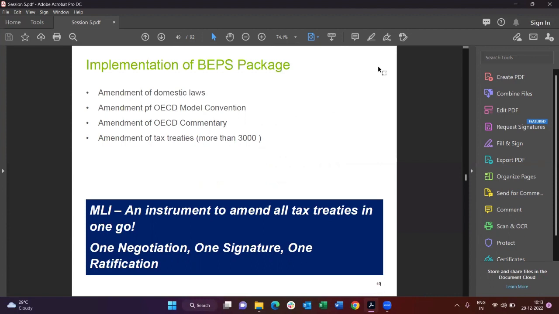See, all this, Action Plan 14, we saw, to implement this BEPS package required amendment of domestic laws. Domestic law is not a problem; whichever country wants to amend its domestic law will amend it accordingly. It also required the amendment of the OECD Model Convention, based on which the bilateral treaties are signed. So that Model Convention was amended accordingly. The OECD commentary gives the instructions for the Model Convention, and that was also amended.